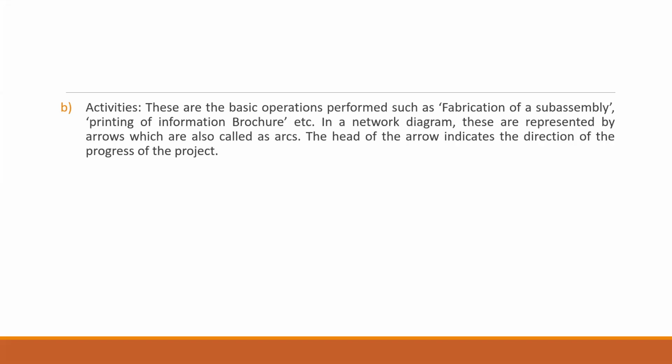Now, what are activities? These are the basic operations which are performed, such as fabrication of sub-assembly, printing of information brochure, etc. In a network diagram, these are represented by arrows, which are also called arcs. The head of the arrow indicates the direction of the progress of the project. It is always from the left hand side to your right hand side. So direction should always be this way and not the other way around.